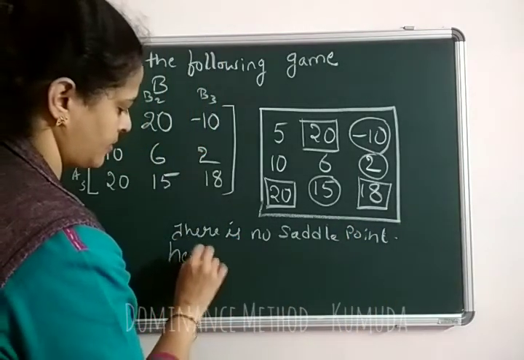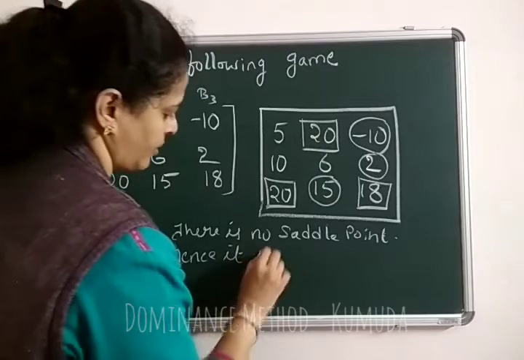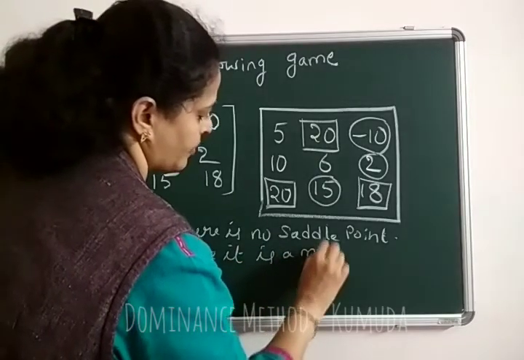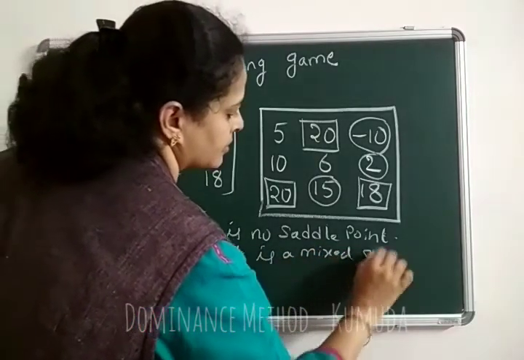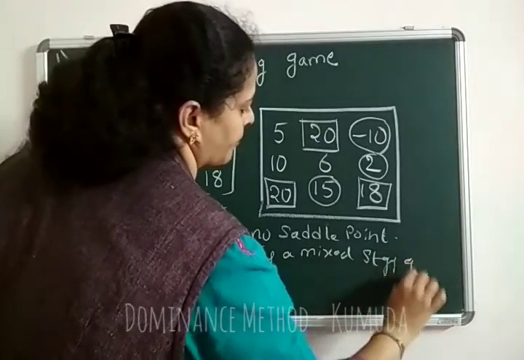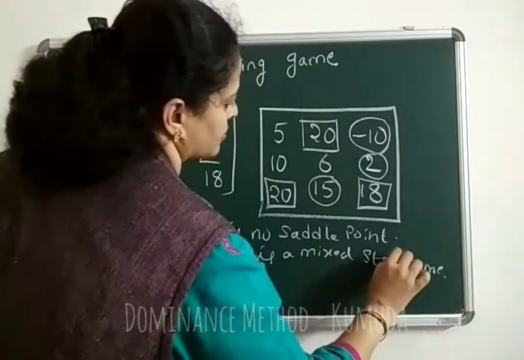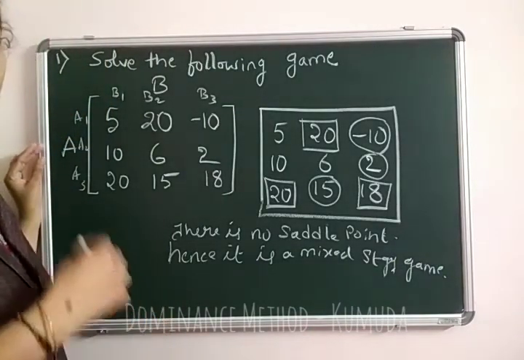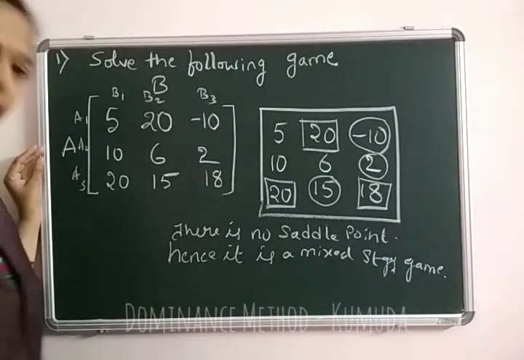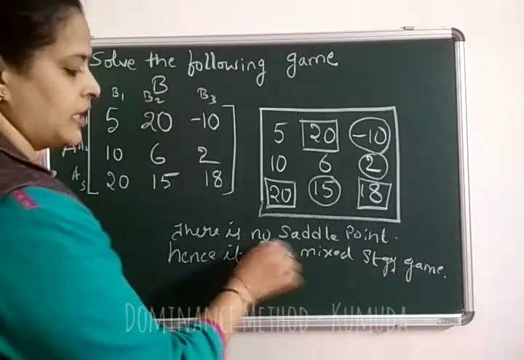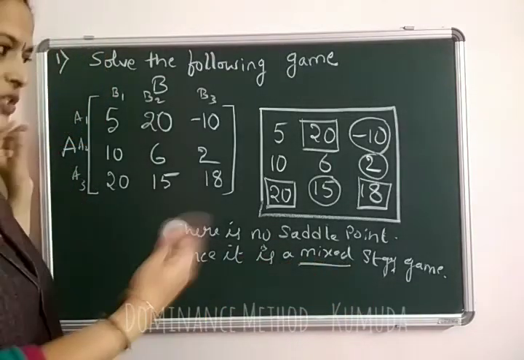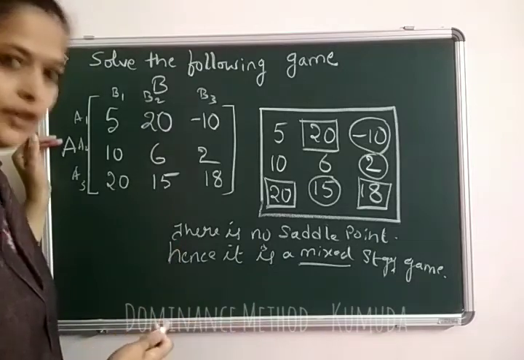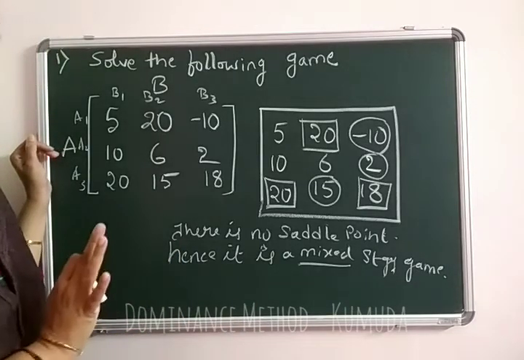Hence, it is a mixed strategy game. So it is a mixed strategy game, but make a note, dominance method can be applied for both pure and the mixed strategy game. So in this case, the first step fails. That means we check for the saddle point and the saddle point doesn't exist. That means to say it is a mixed strategy game.